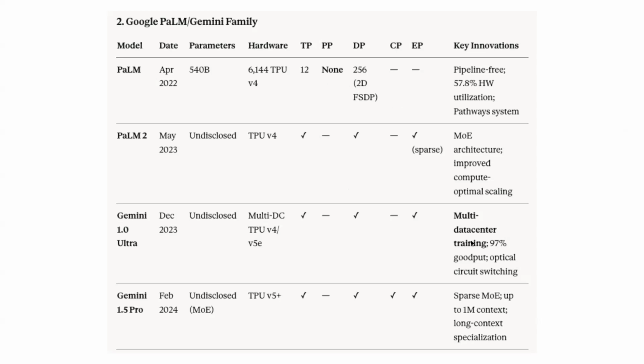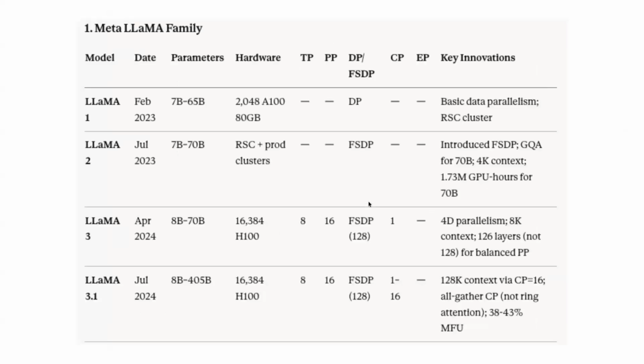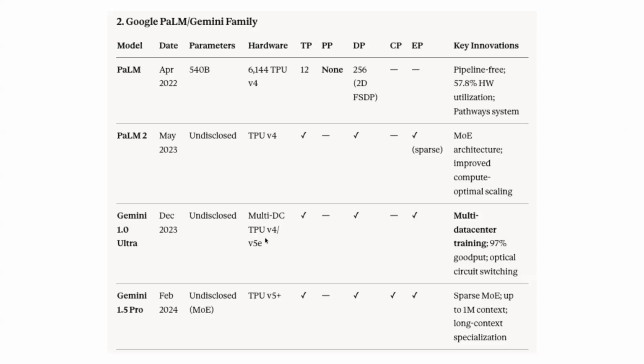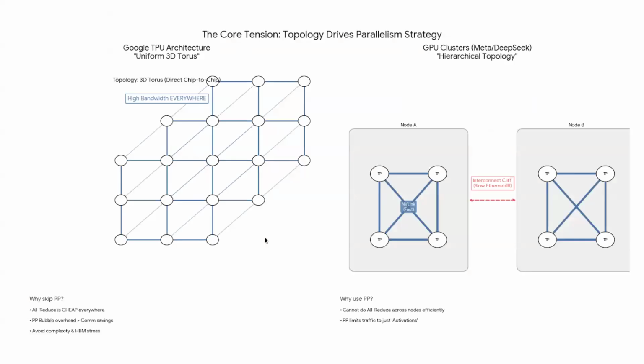And the interesting part here that you can see is that there is no pipeline parallelism in any of the Google models, at least according to the technical reports that we can find. Why? Well, if you look really close, you can see that the hardware that Llama, for instance, was trained on is GPUs, NVIDIA GPUs specifically, A100 and then H100. And for Google, it's TPUs.